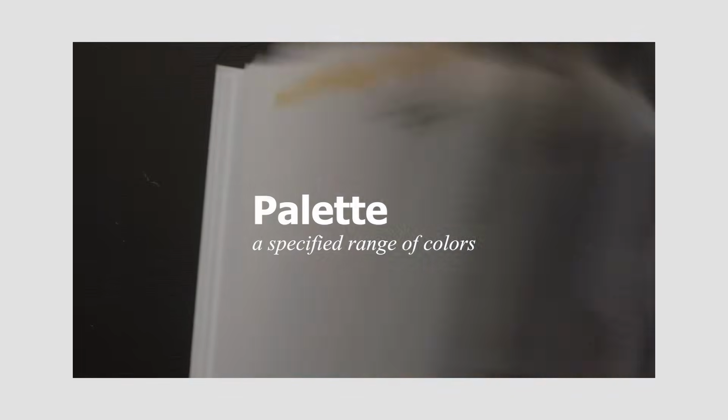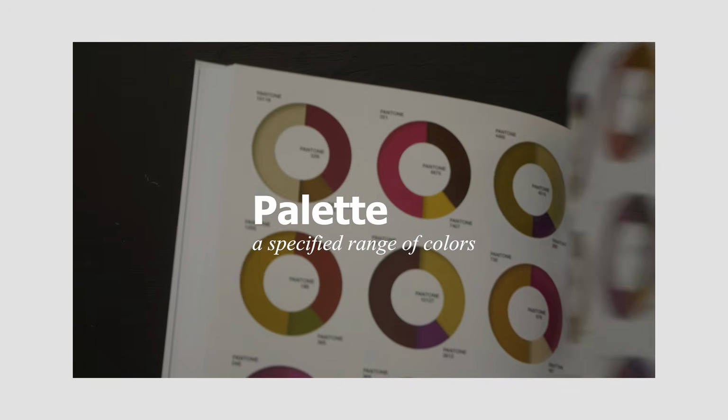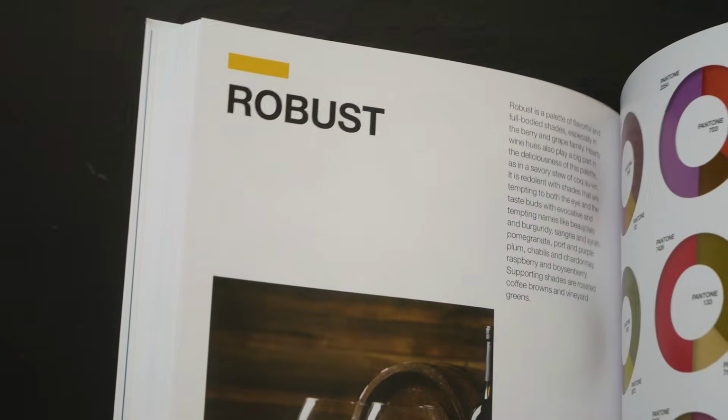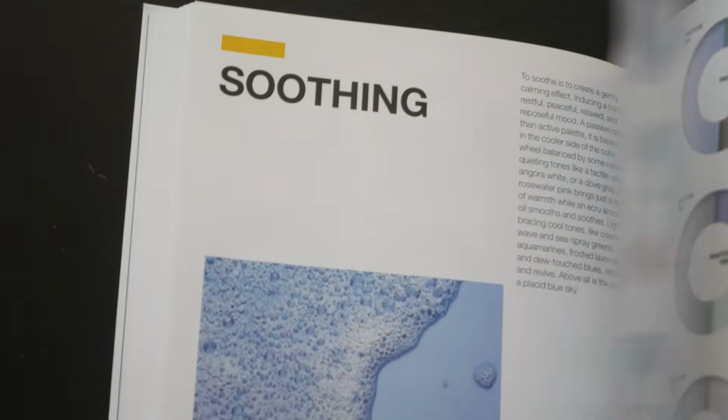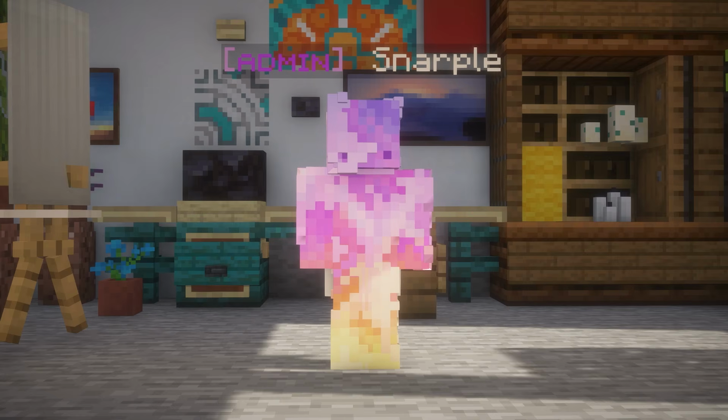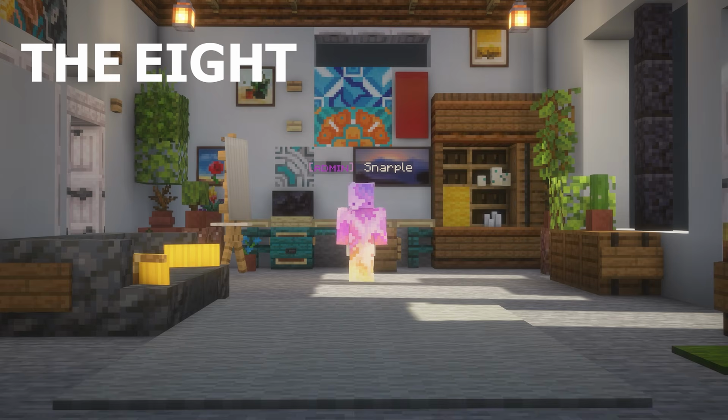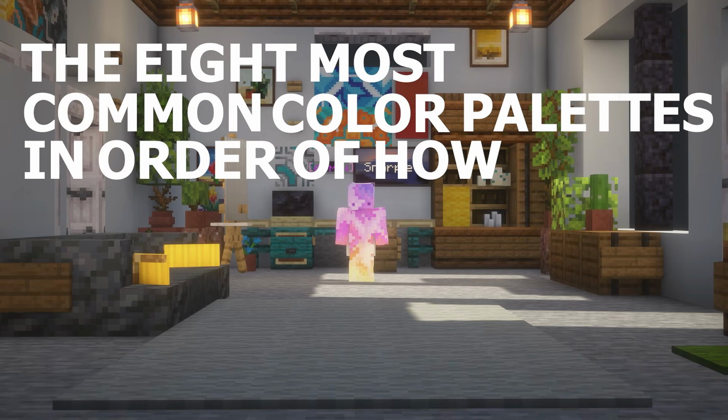A color palette is a grouping of colors. Color palettes are basically like cheat codes for your builds. As long as your color palette is solid, you're like 70% of the way to making something that's pleasing to look at. So here are the 8 most common color palettes in order of how complex they are.